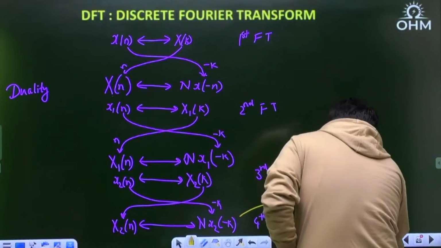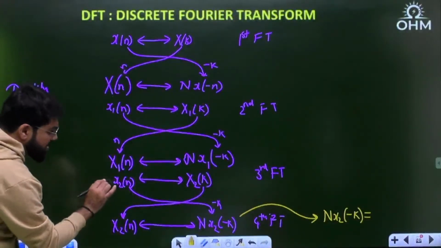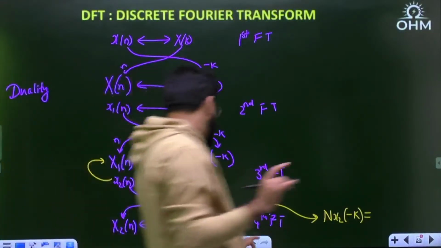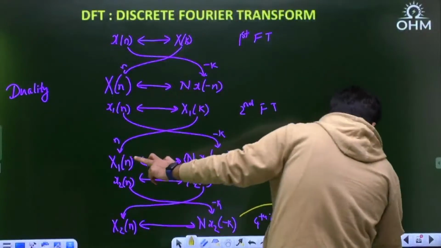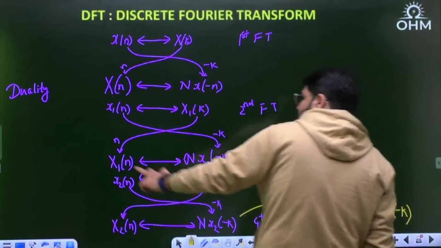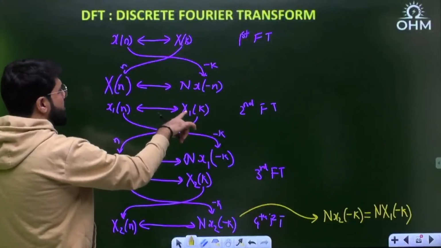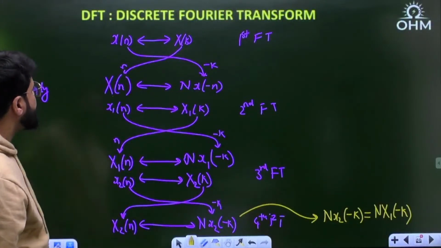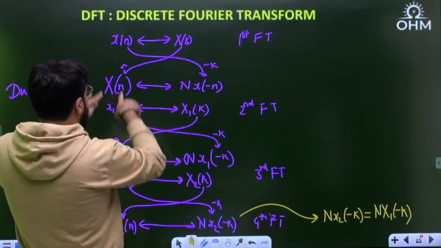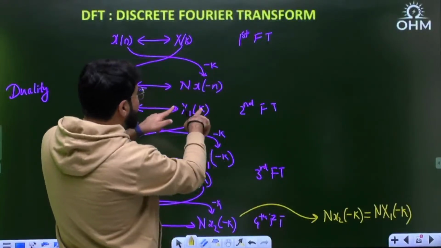N x2 of minus k. Now, dear, let me simplify it here. What is small x2? See here, what is small x2n? I have substituted this in place of capital X1n. So small x2 means capital X1, so capital X1 of minus k. Now what is capital X1? Capital X1 is the DFT of x1n. X1n is capital Xn, so what is the DFT? N x of minus n. So what is capital X1 of minus k?